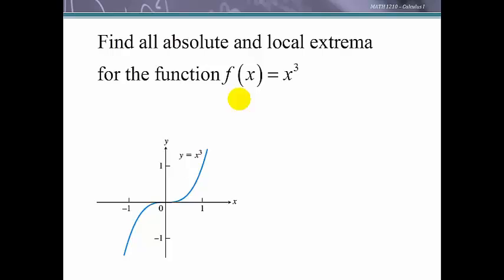So let's look for absolute or local extrema. Let's figure out for this function where the derivative equals 0. So we're going to use the power rule, and then we're going to set it equal to 0, and we get x equals 0. So we could go, oh, okay, the derivative equals 0 at x equals 0, so that's going to be an absolute max or a min.